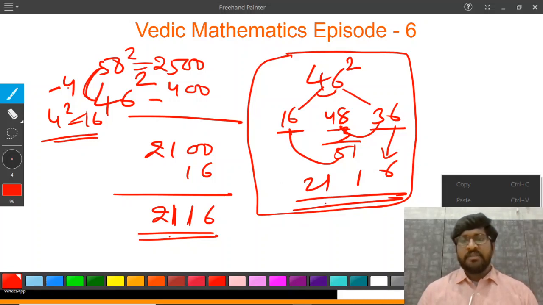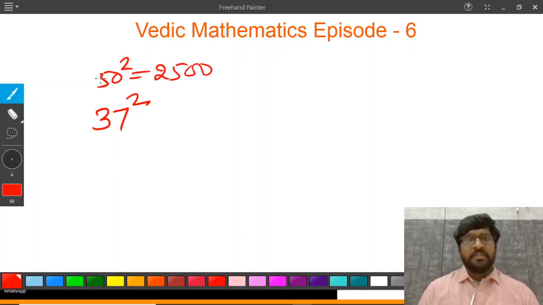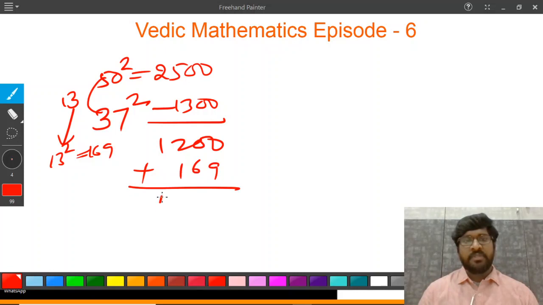Let me explain the latest method with one more example. I'm interested to find 37 square. Now immediately consider 50 square, which is 2500. 37 is 13 less than 50. Since it is 13 less, I should subtract 1300 from this, remaining 1200. To this 1200 I should add this 13 square, which is 169. So total it becomes 1369. So 37 square is 1369.